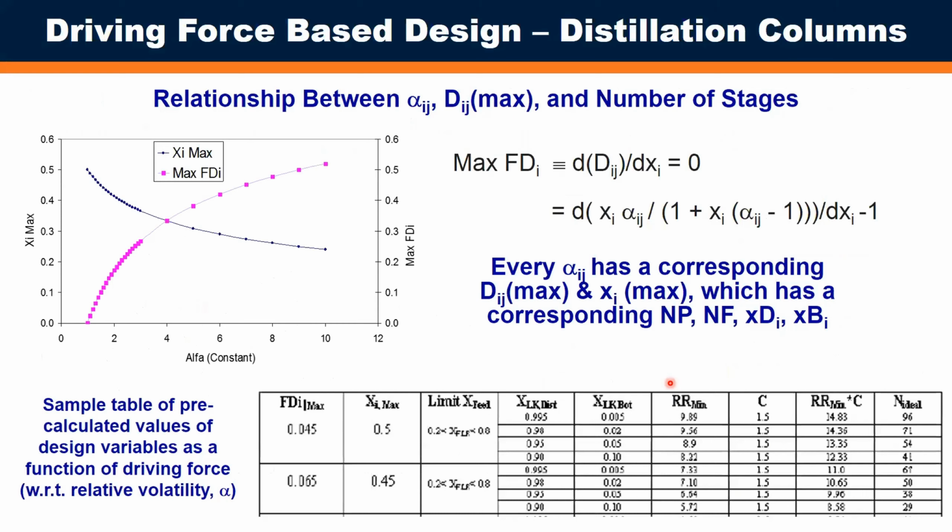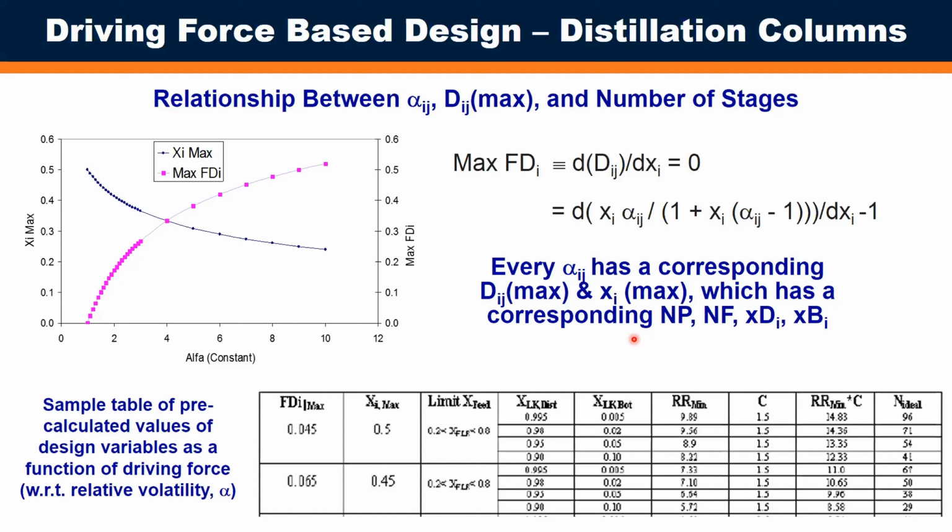One thing that's nice is that there is a non-component specific relationship between relative volatility, maximum driving force, and number of stages. So for each value of alpha, the relative volatility of an adjacent pair, there is a corresponding value of the maximum driving force and of the maximum composition. The maximum composition is the composition where the maximum driving force occurs. And that automatically corresponds to a number of stages, the feed plate location, and so on.